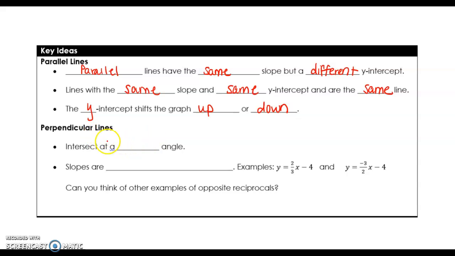Perpendicular lines intersect at a 90-degree angle. Slopes are opposite reciprocals. So for example, if I had 2/3 x, I would flip the fraction over and make it a negative. So can you think of any other examples of opposite reciprocals?